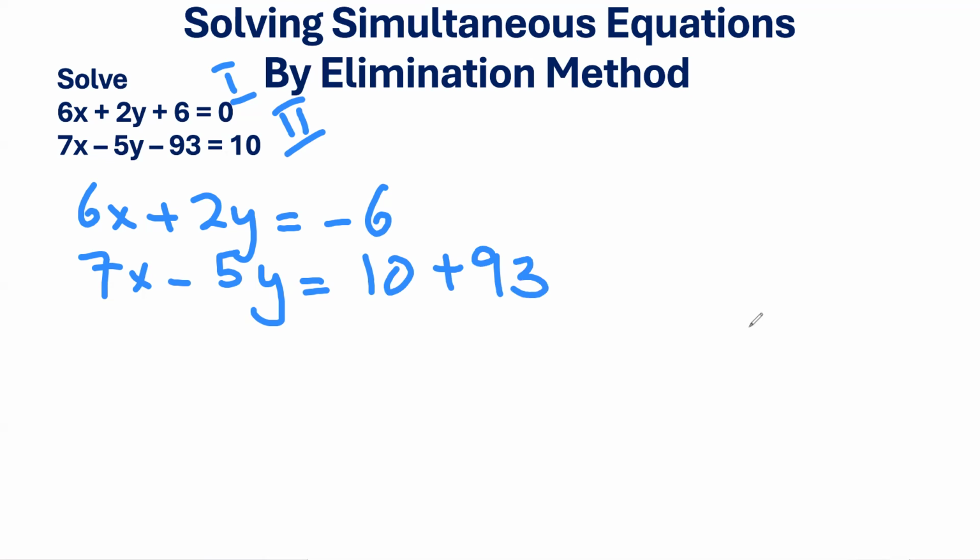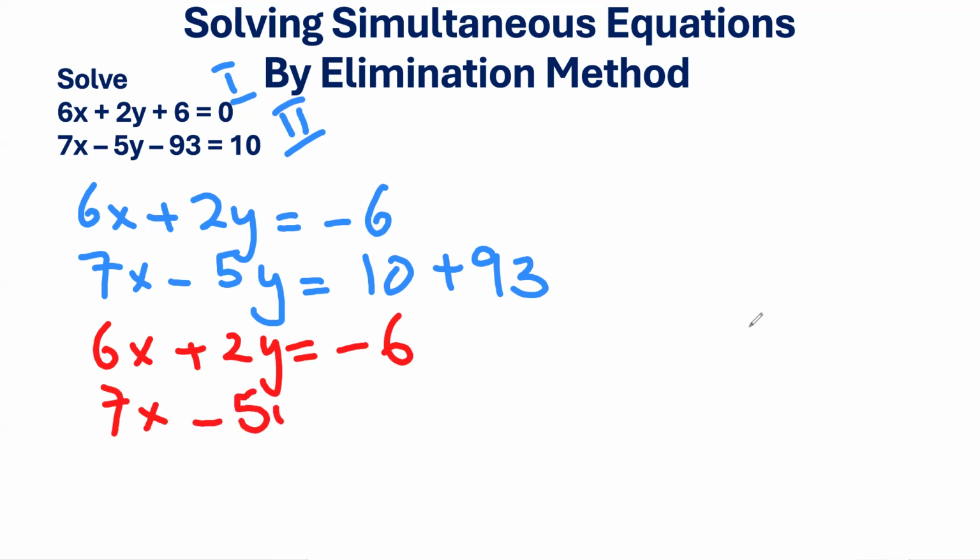93 will come on the right-hand side and it will become 10 plus 93. So 6x plus 2y is equal to -6, and 7x minus 5y is equal to 10 plus 93. Let's solve it further. 6x plus 2y is equal to -6, and 7x minus 5y is equal to, now you have to solve 10 plus 93. It is 103.